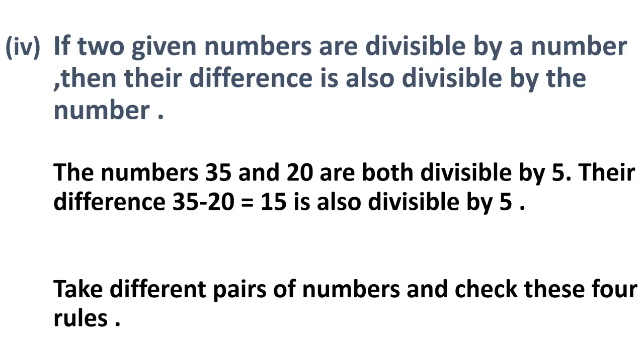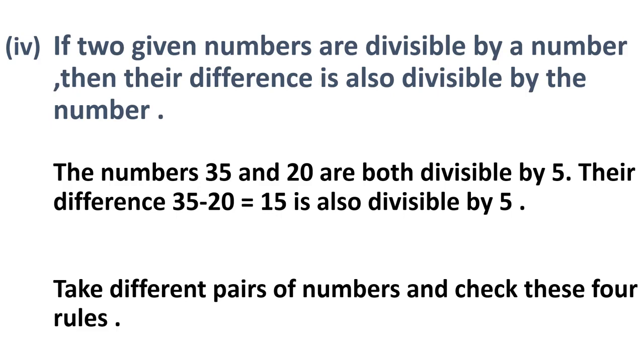So if two given numbers are divisible by a number, then their difference is also divisible by the number. In this also you can take different pairs of numbers and check. All these four rules you can check by taking different examples. Let me repeat all the four rules once again. First, if a number is divisible by another number, then it is divisible by each of the factors of that number.